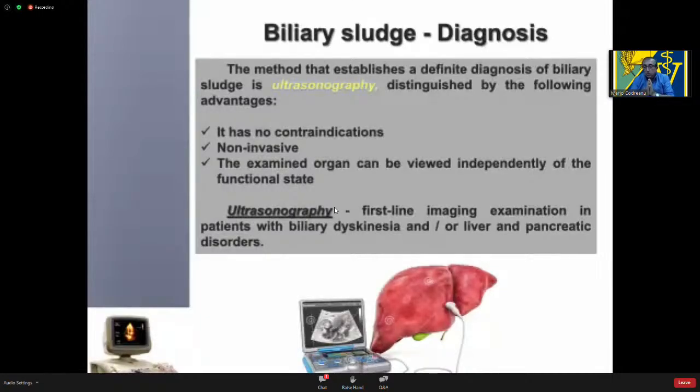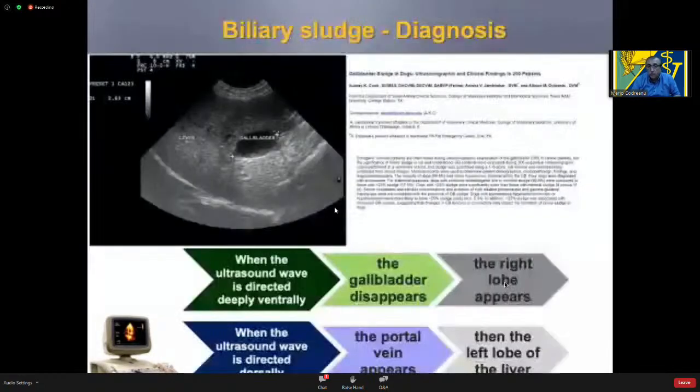Okay, it's important to remember that ultrasonography is considered a first-line imaging examination in patients with biliary disorders, with biliary dyskinetic conditions, in cases of liver diseases or pancreatic disorders also. In order to sustain my words, I've tried to put together some articles, some papers, in order to offer additional bibliographic papers or theories in such cases.